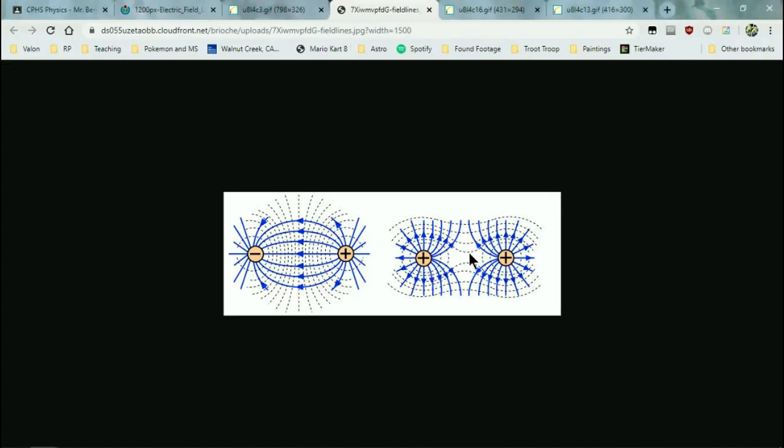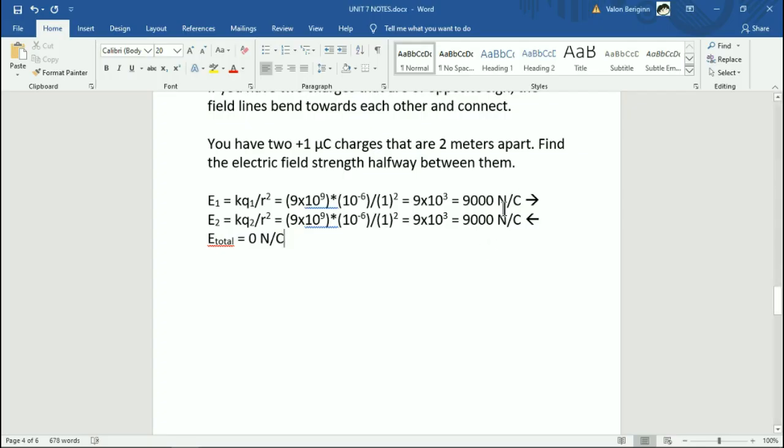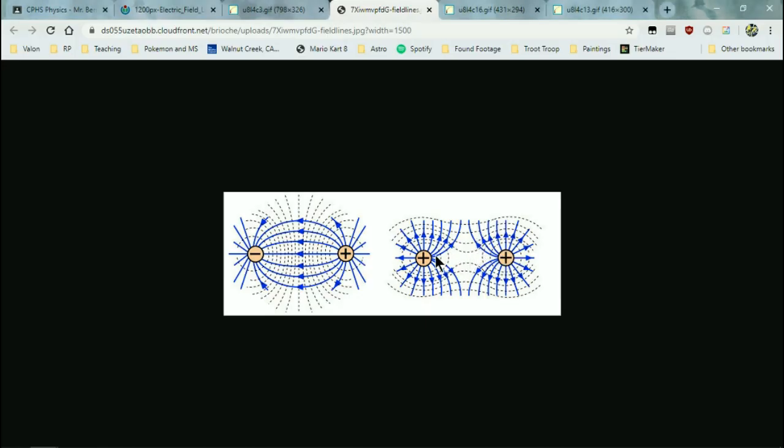If I was not directly in the middle, then if I was over here, for example, this charge would have a slightly stronger field than this charge. So instead of 9,000 for both sides, let's say I'd have 10,000 from this one and 8,000 from this one. The 10,000 is pushing me to the left. The 8,000 is pushing me to the right. Therefore, my total would be 2,000 to the left. So you have to treat this sort of like how we treated adding forces together. It's similar in that sense.